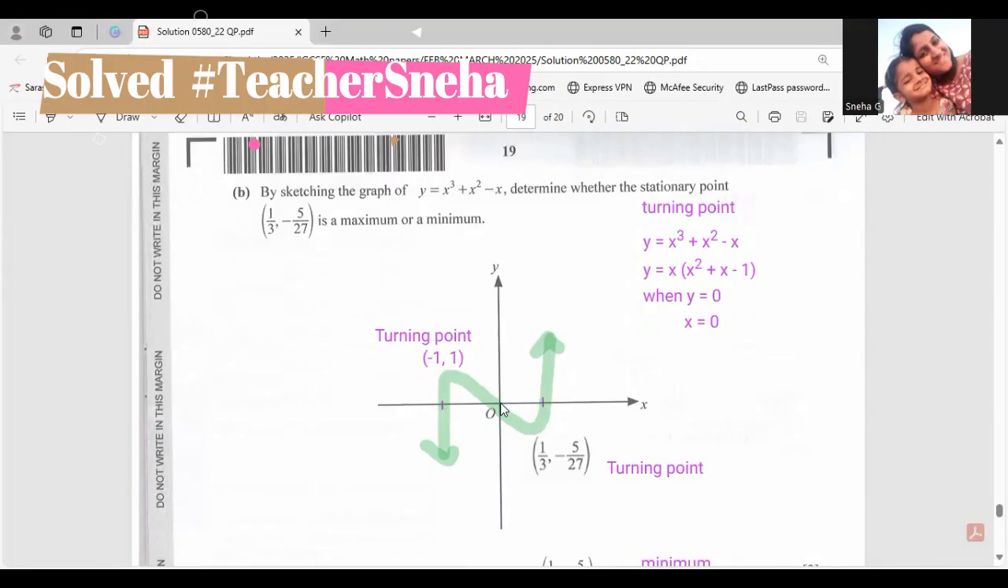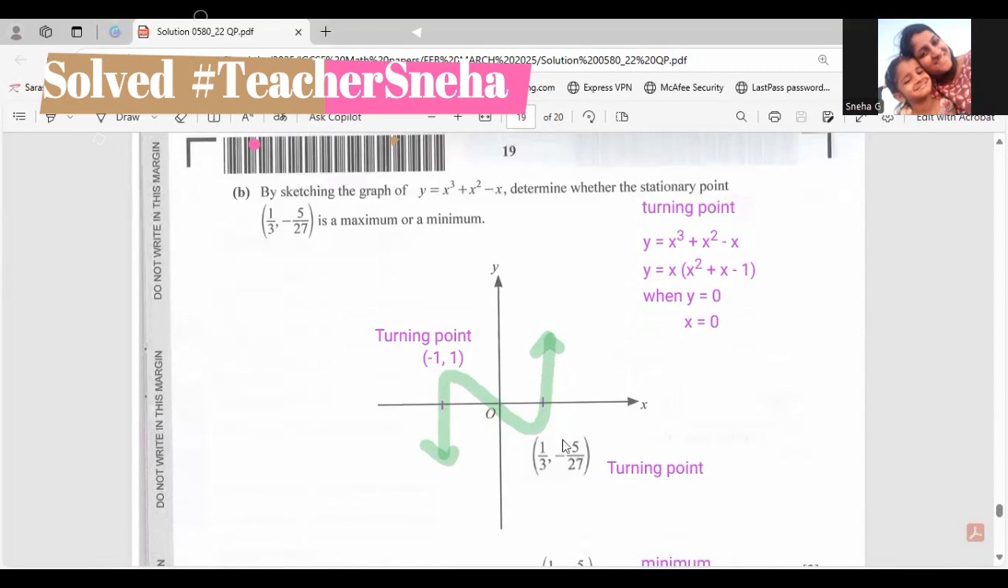So the x value 0, y value 0 here at the origin. And when we pass through these given points, the x coordinate 1 upon 3 is in the first quadrant, and the next value of minus 5 upon 27 is in the third quadrant. So the possible way the graph would move is from the first quadrant to the third quadrant, passing through the origin. So this is how your graph will move. And the two turning points: the first turning point -1 comma 1 is going to be here, and the next turning point is going to be here, 1 upon 3 comma minus 5 upon 27.